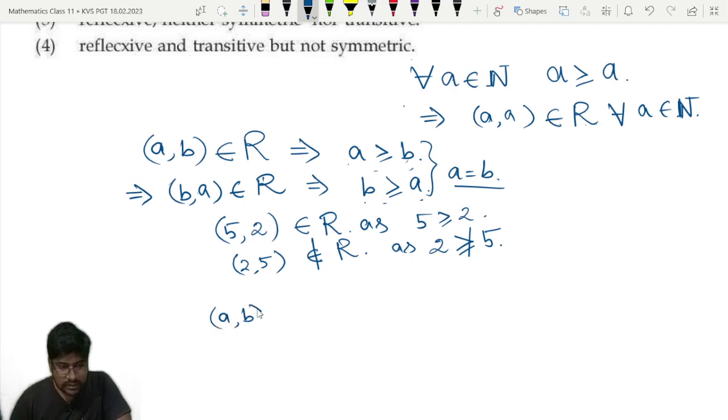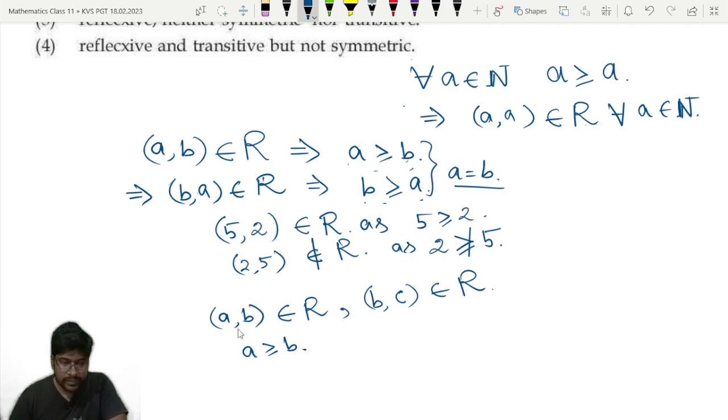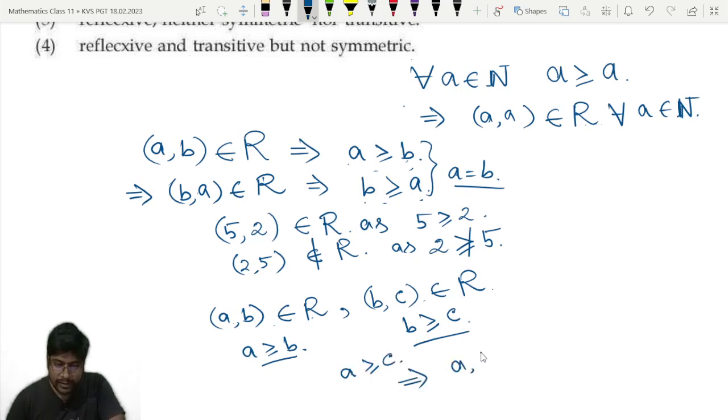Suppose (a, b) belongs to R and (b, c) belongs to R. Then (a, b) belongs to R means a is greater than or equal to b, and (b, c) belongs to R means b is greater than or equal to c. So from these two relations, a is greater than or equal to b and b is greater than or equal to c, can't we write that a is greater than or equal to c? And this will imply (a, c) belongs to R.